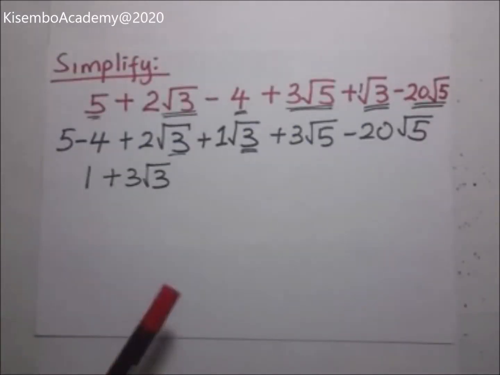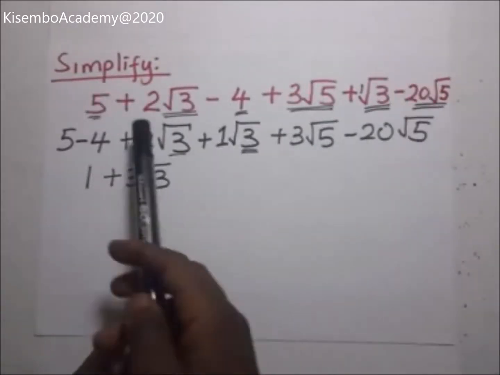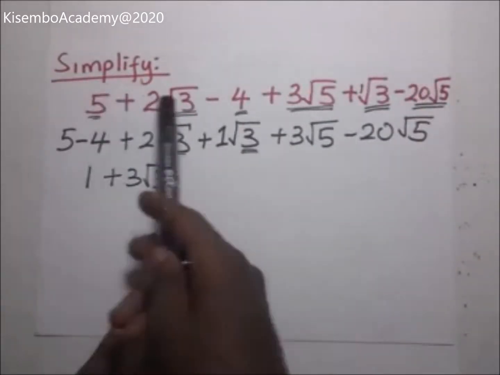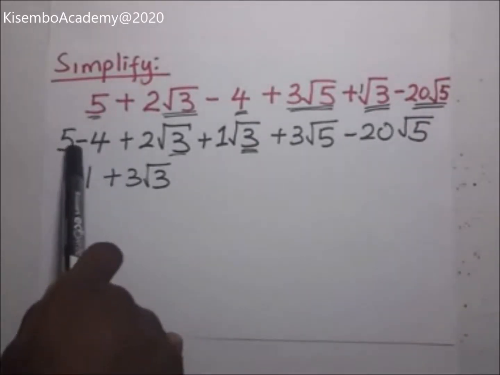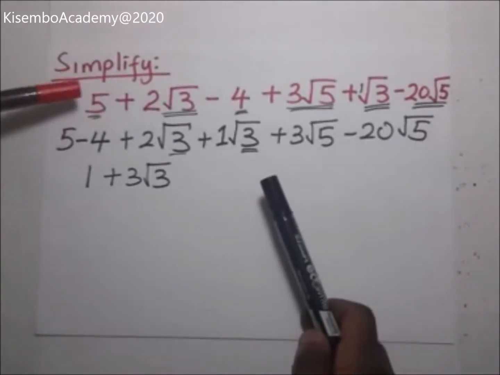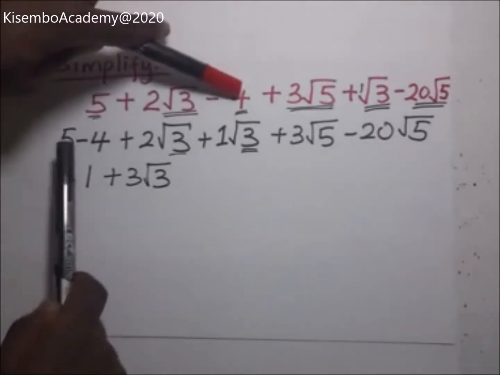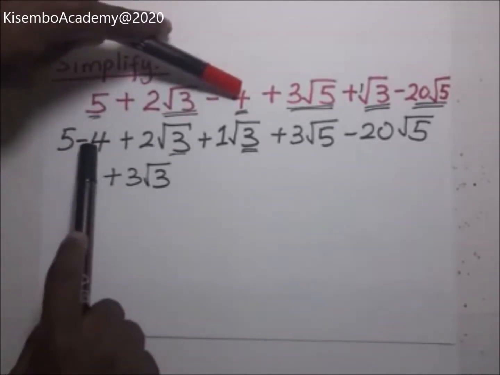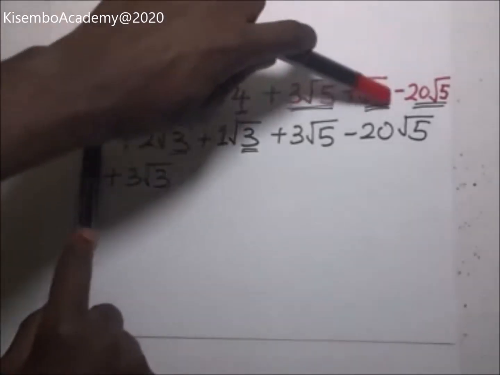If you look at this, we are being required to simplify this. Now, this is a mixture of surds that are both like and unlike, as well as whole numbers. So in our first step, we collect like terms. We have 5, which is that one, 5 minus 4, which is that one minus 4. Then we look at numbers with root 3, and we put them together.